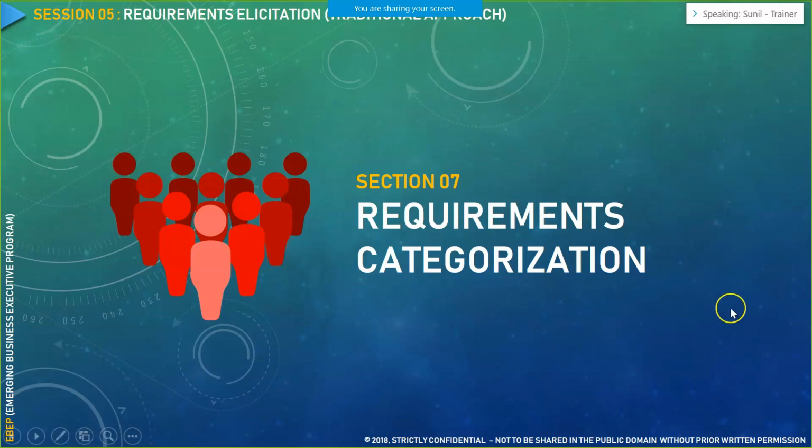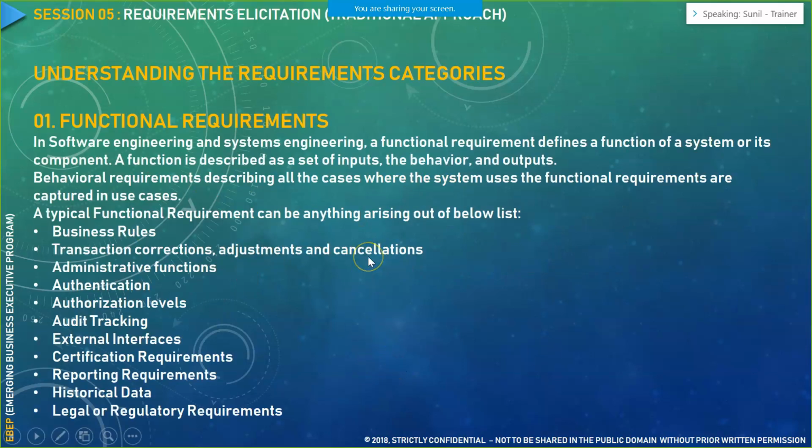Now when we move further, there are certain categorizations of requirements. We have various categories when it comes to requirements. A very important category is the functional requirement. A functional requirement is what the actual system would do when your requirement is implemented. Like the example we saw, the HR management system. All the requirements therein were functional requirements, wherein we had the business rules, then the administrative function, authentication, authorization level, and so on. So these are the typical guidelines which you need to include as part of your functional requirement.